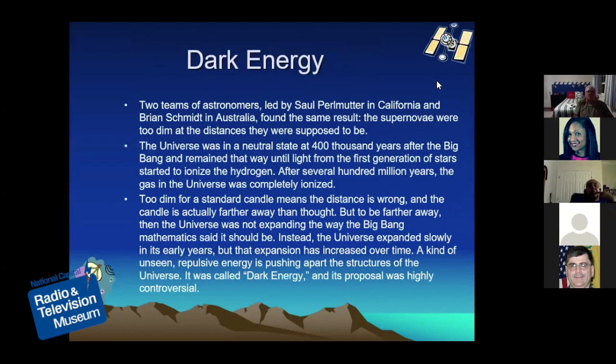Dark energy. There was a little problem with using the standard candle. The supernovae were too dim at the distances they were supposed to be. The brightness and the redshift didn't match. Okay? So what that told us was our understanding of the expansion of the universe is wrong. And it's wrong to this day.